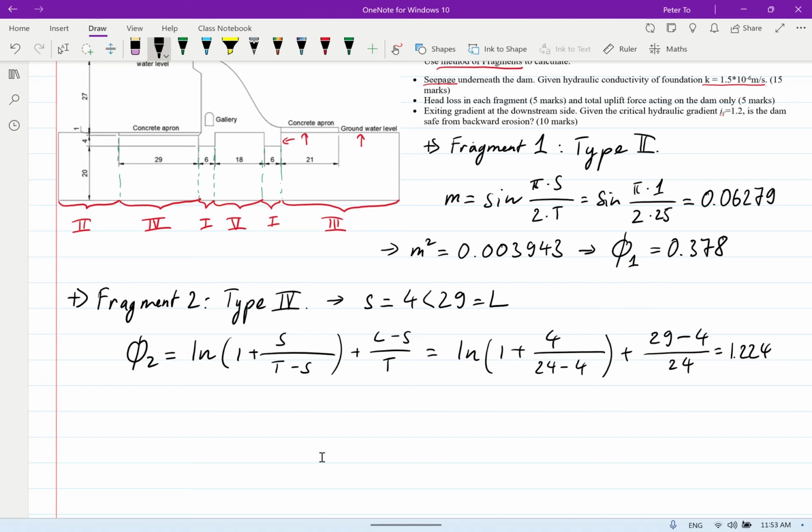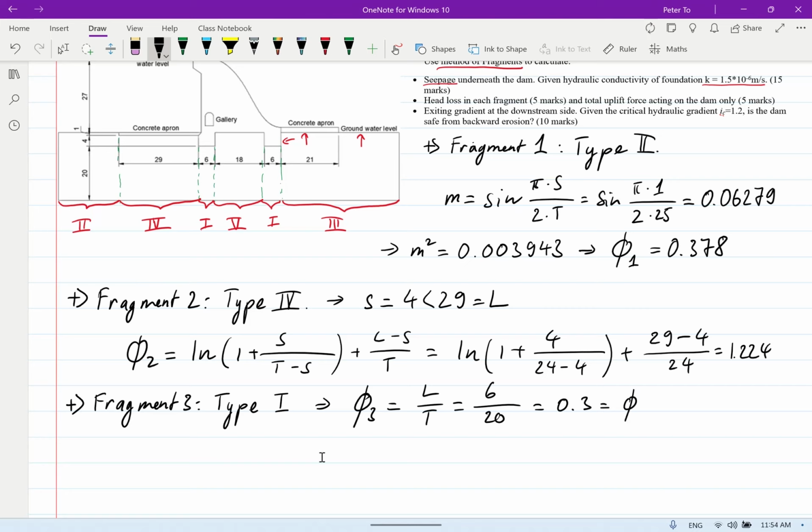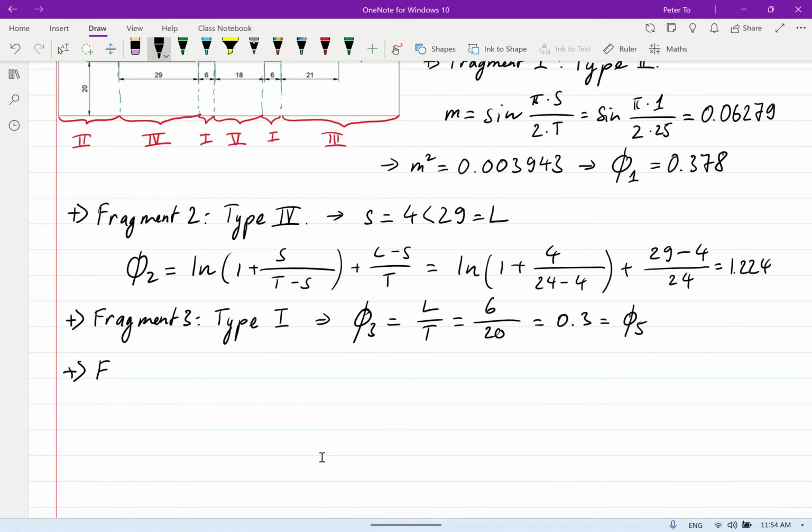Now for fragment 3, alright, I have it is of type 1, so it's quite easy for me. From here, I have my phi 3 equal to L on T, which is 6 meter length over the depth. Now it should be just only 20. So it should be 0.3. And it is equal for fragment number 5, because they have the same length and the same depth and the same type.